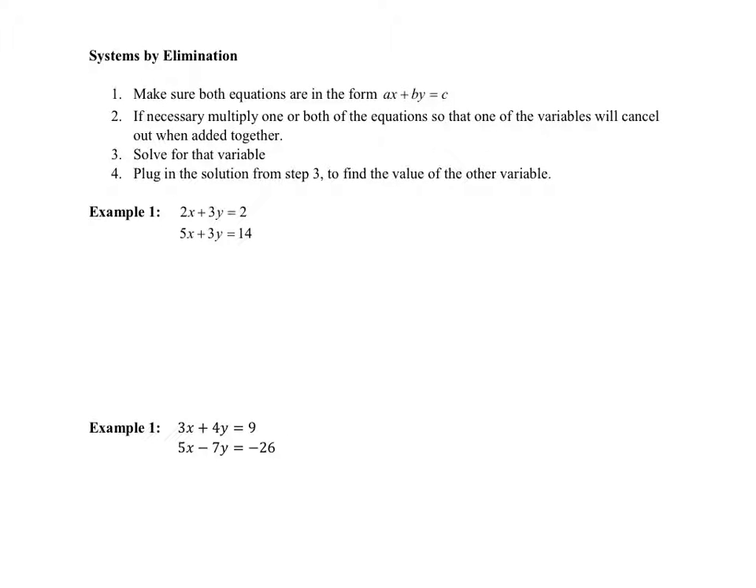Alright, so we're going to solve systems by elimination. First step that we always want to make sure is that both equations look like that: you have an x, then a y, and then a number. Okay? So we're probably going to have to multiply one equation, or possibly both, so that when we add the two equations together, the variables are going to cancel.